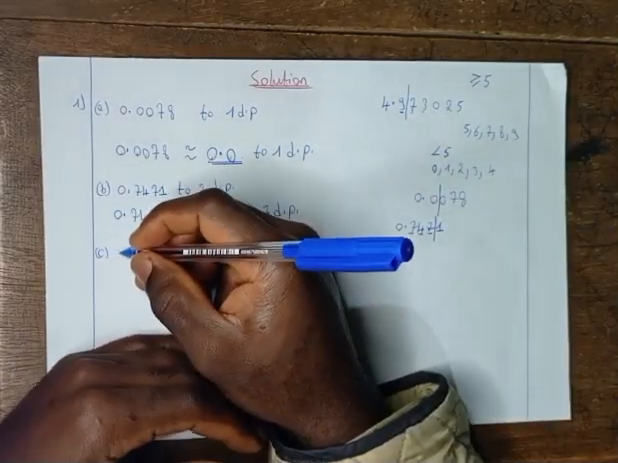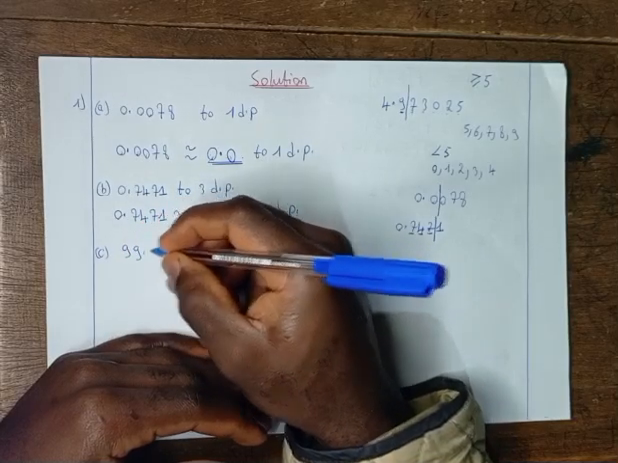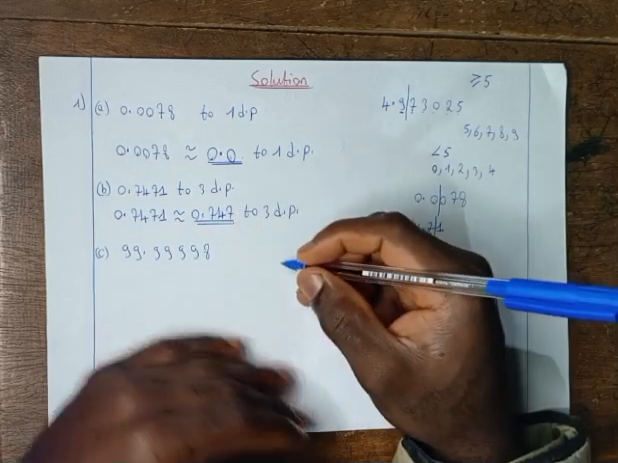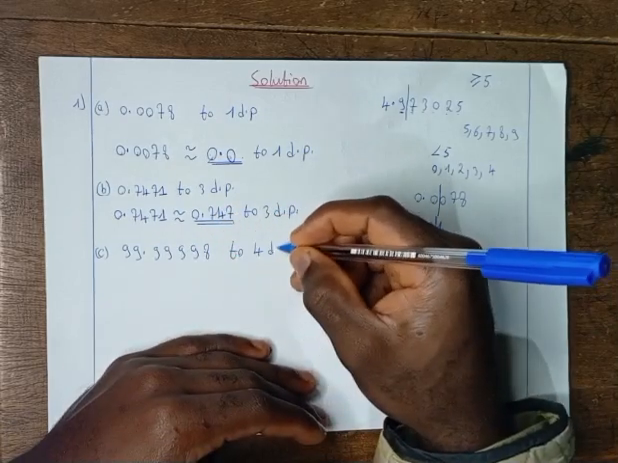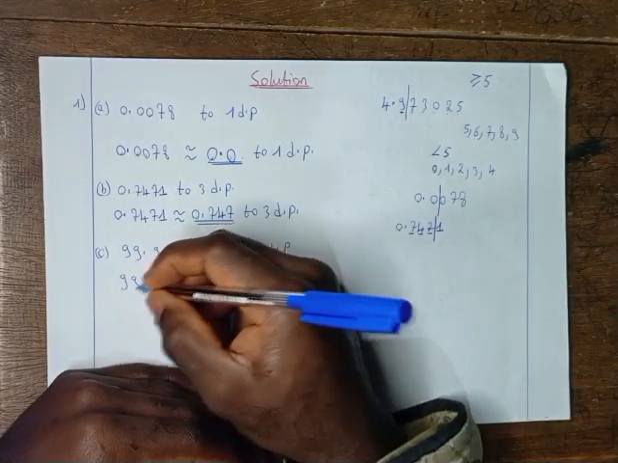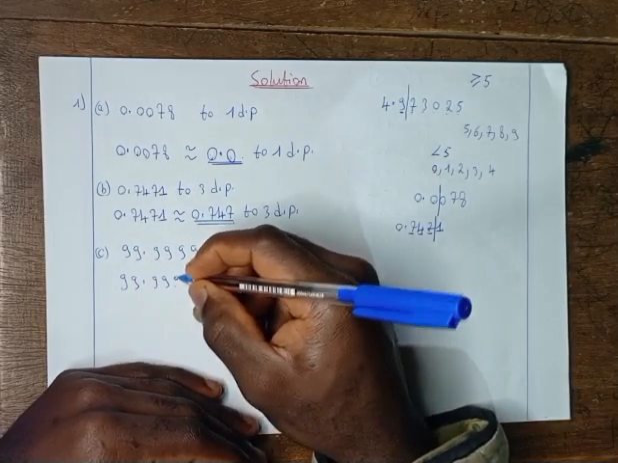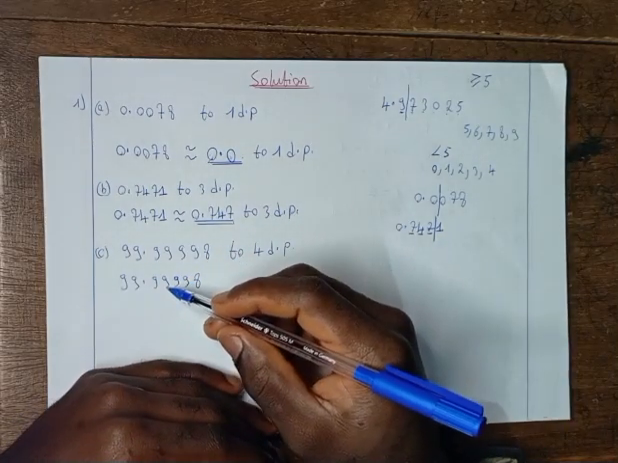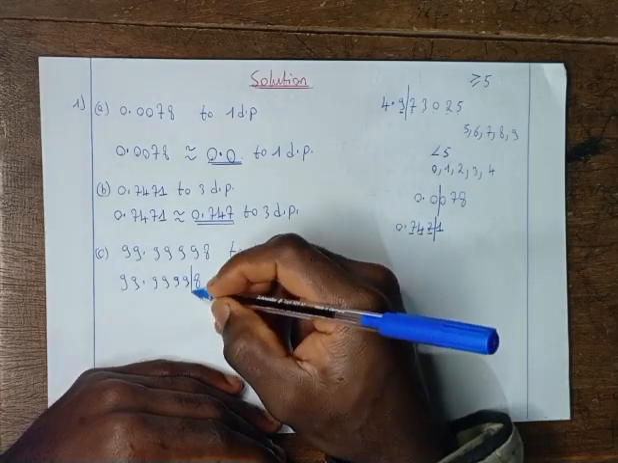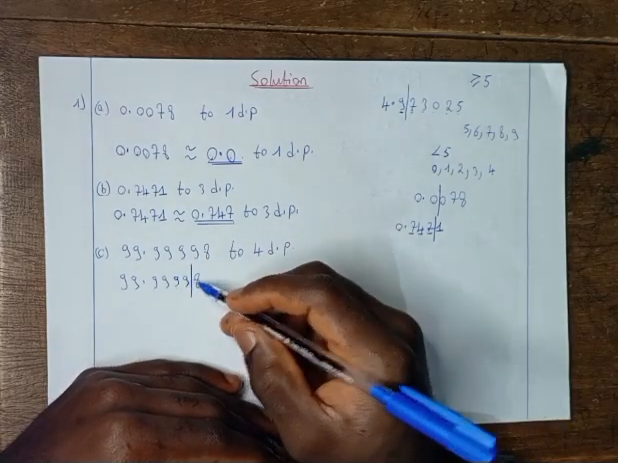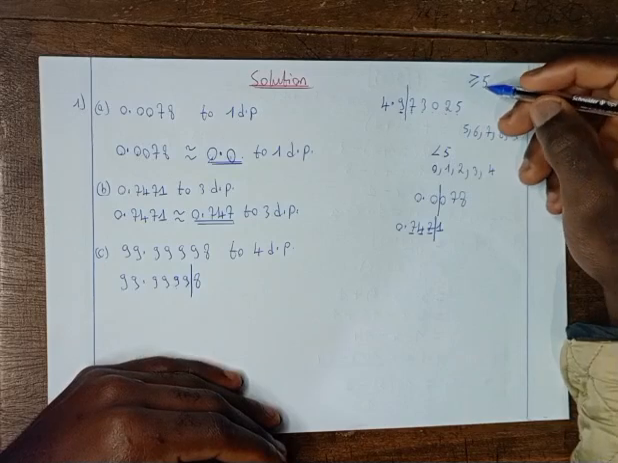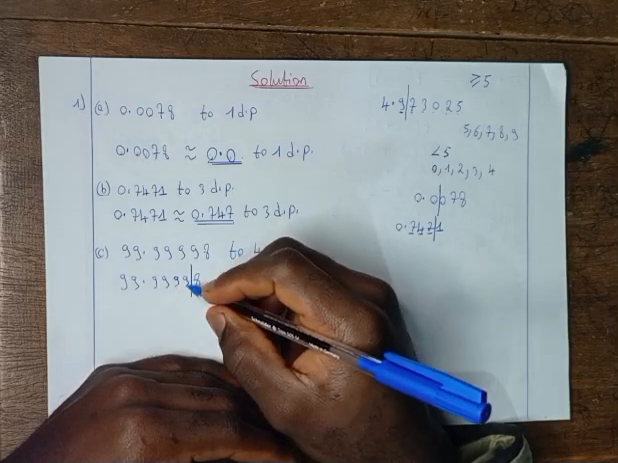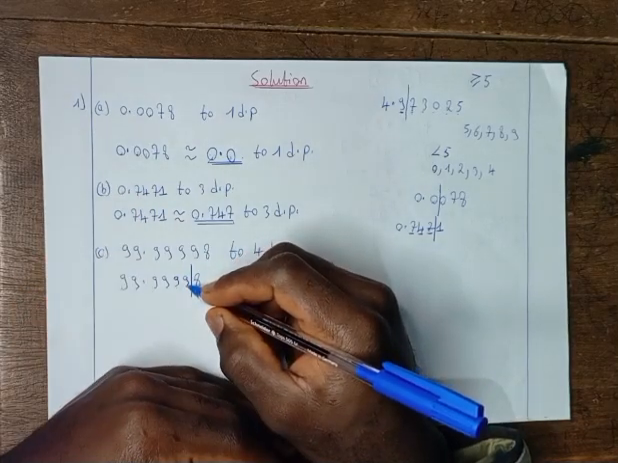For question C, we have 99.99998. We have to write this number to 4 decimal places. This will give us 99.99998. To 4 decimal places, if we count, this is the first, second, third, fourth. So we have to round off between 9 and 8. 8 is greater than or equal to 5, so it is rounded up to 1. We are going to add the 1 to this 9, to the digit which comes before the vertical line.